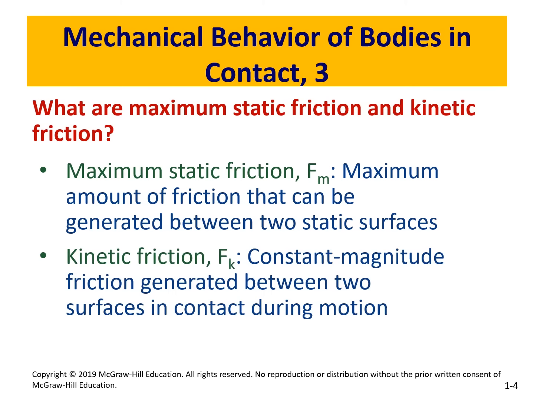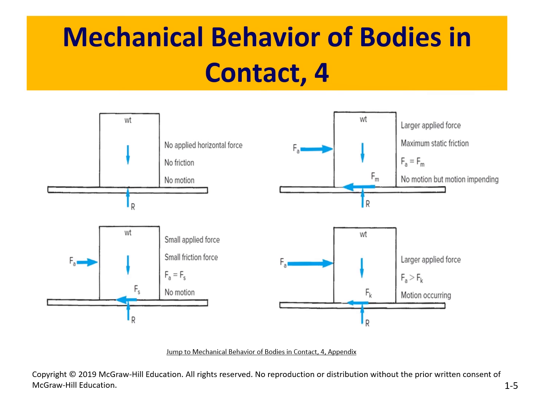And the kinetic friction is once the object is moving on the table, then we have a constant magnitude of friction generated between the two surfaces in contact during motion, and it's usually smaller than the maximum static friction. And that's something that you experience if you're trying to move something on a table, at the beginning it's hard, but when it starts moving, it will be easier to move that object. And that is because of the kinetic friction being lower than the maximum static friction force. And I'm going to show you a couple of schematics as well.